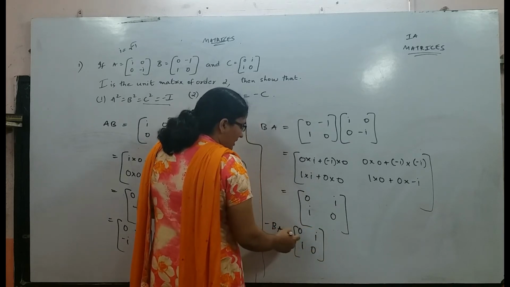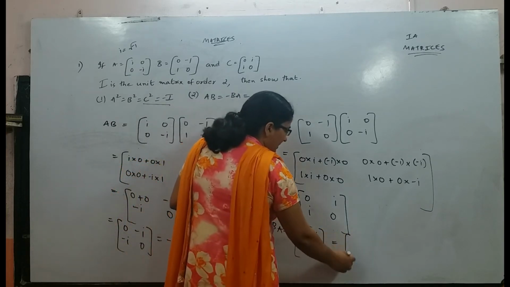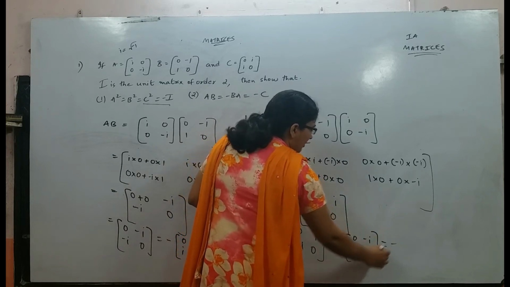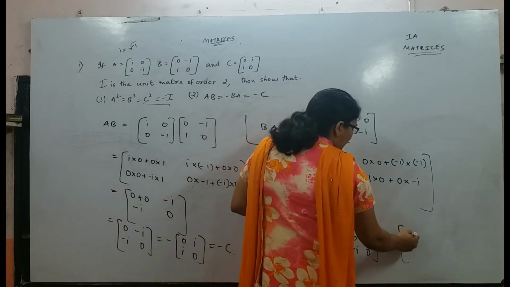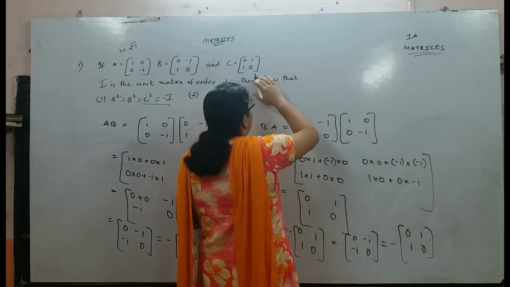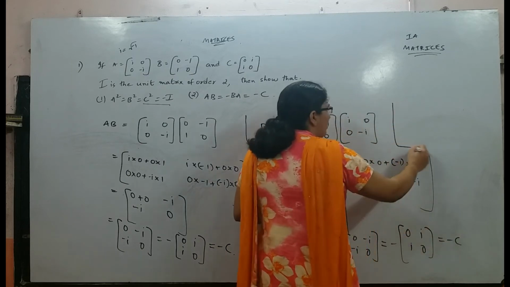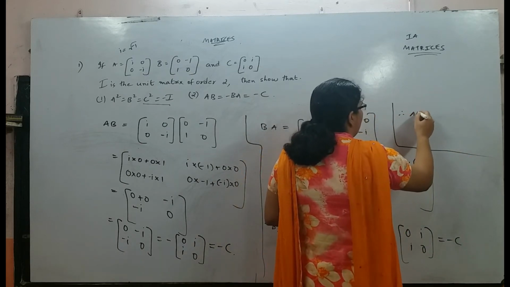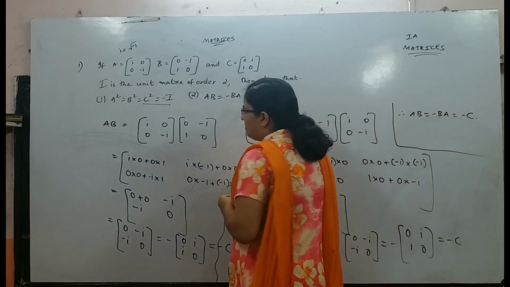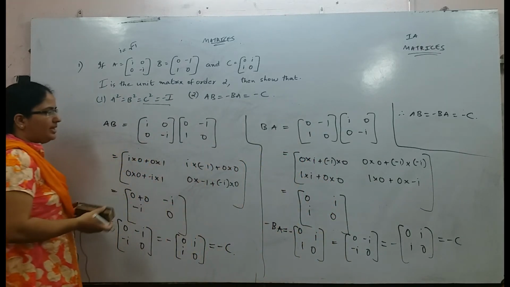Or first you put minus sign outside. What do you get if you take minus sign inside? 0 minus I 0. Take minus sign common, you have 0 I 0. 0 I 0 is nothing but C. So this is equal to minus C. Therefore we have proved that AB is equal to minus BA is equal to minus C. That is the proof, children. We shall continue with the next problem.